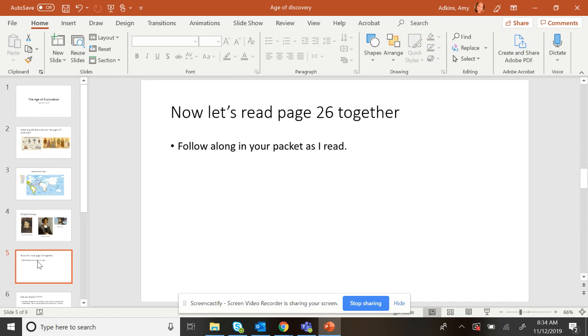Okay, so follow along on page 27 of your packet as we read together. It says page 26, but you need to be on page 27, please. So we're going to be reading about the age of exploration.